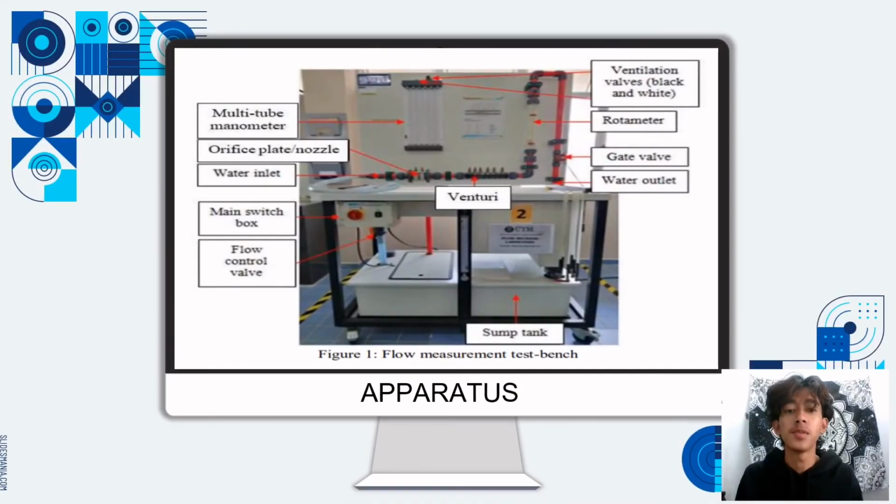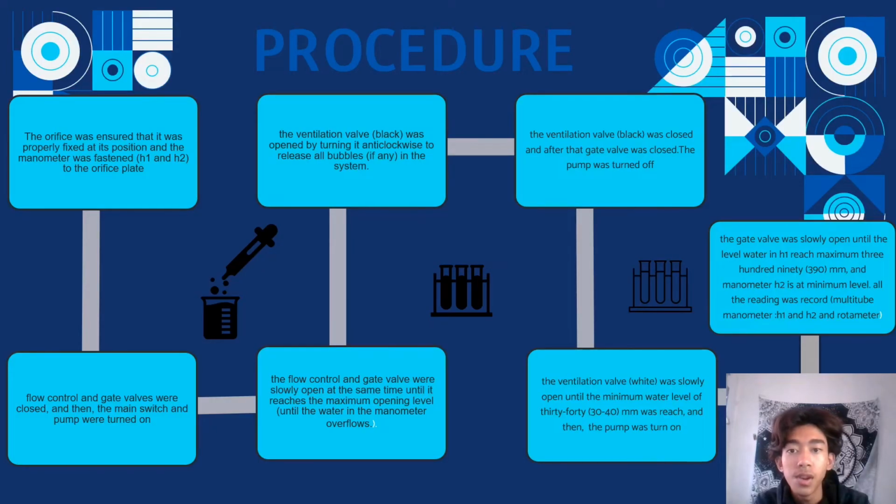Alright, for the experiment, I am going to explain more on the methodology for apparatus and procedure. The apparatus involves 11 items: multi-tube manometer, orifice plate or nozzle, water inlet, main switchboard, flow control valve, venturi, sump tank, water outlet, gate valve, rotameter, and ventilation valve, black and white. Now I will explain the procedure we went through during this experiment.